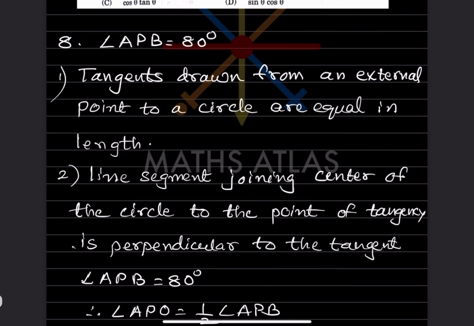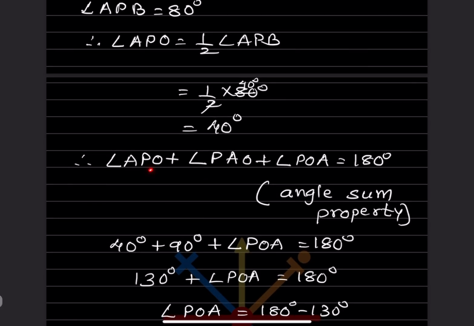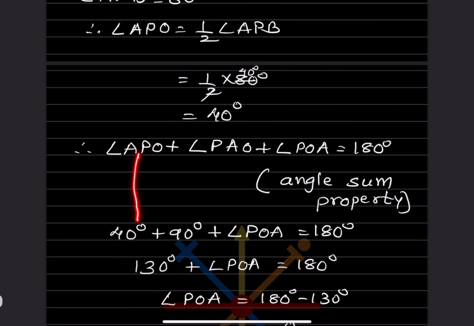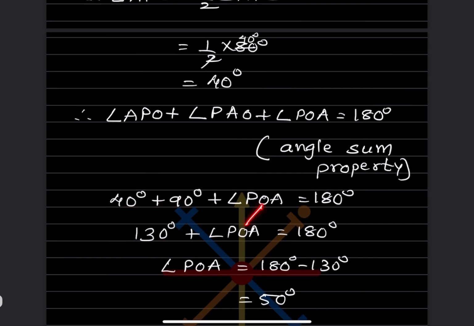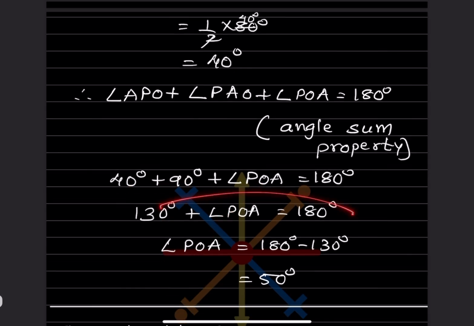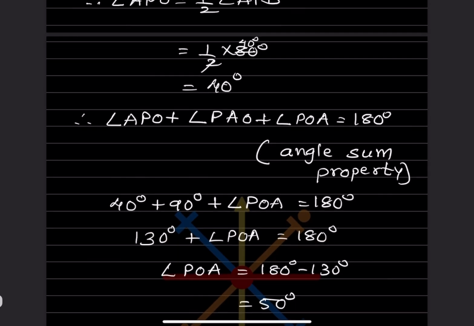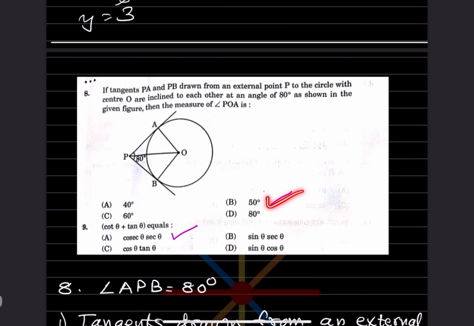That is going to be 180. So that is the explanation given here. APO plus PAO plus POA is 180, that is the angle sum property. So APO is 40, PAO is 90, and we want the angle POA. So this will be 130 plus POA is 180, so POA is going to be 50 degrees. So the correct option is 50 degrees.